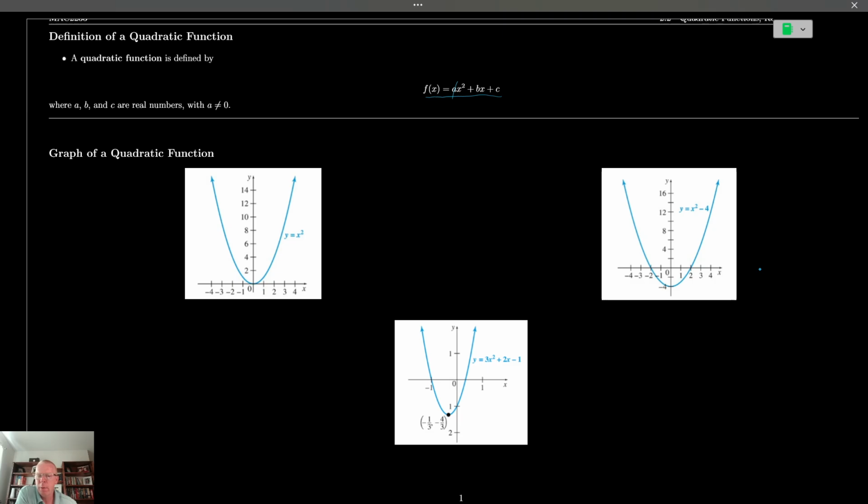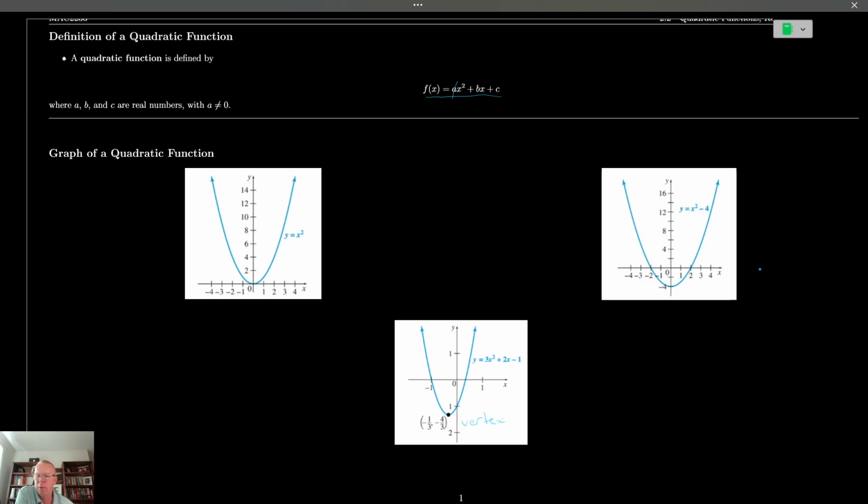Now, this one, y equals 3x squared plus 2x minus 1. It's hard to tell a little. With this one, the minus 4 obviously shifts it down. Here, the minus 1 still shifts it down, but it's harder to tell what the 2x is doing, or what the 3 is doing here. So we'll just point out some things. This point here is negative 1/3, negative 4/3. That is the vertex of the parabola.